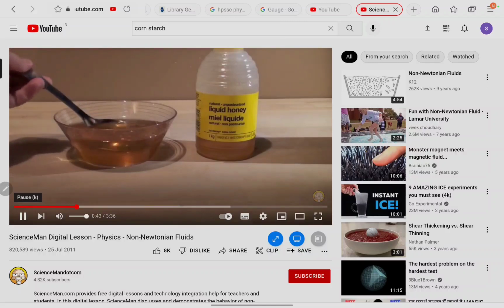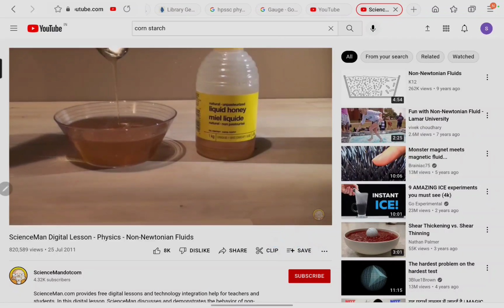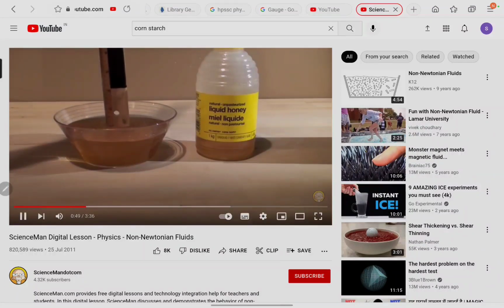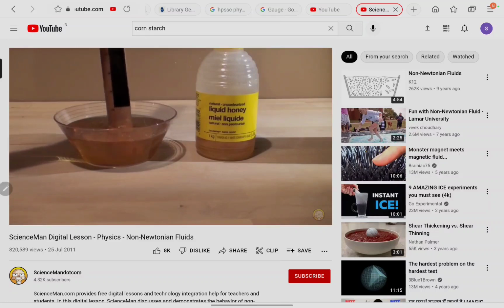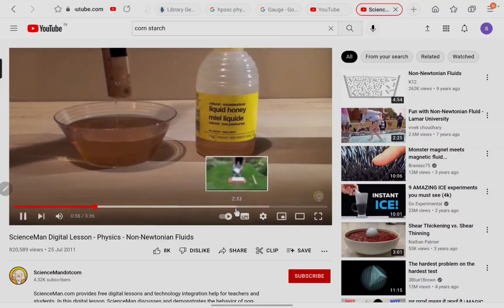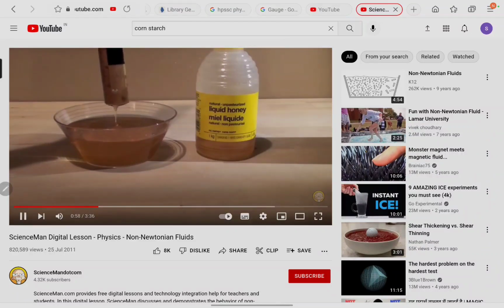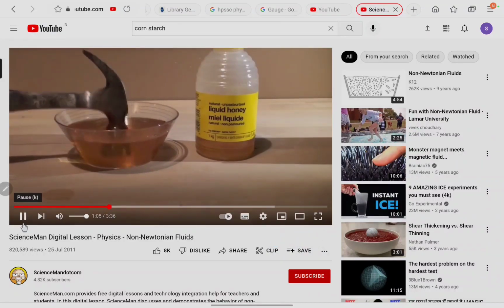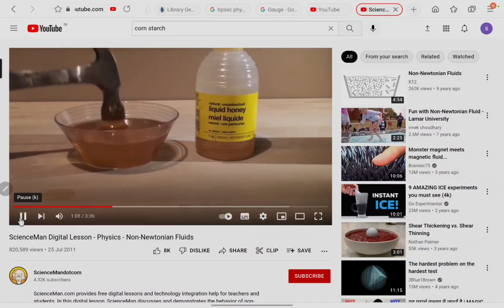So let's see this. Properties of Newtonian fluids experimentally. Let's start with some warm honey. As you can see here, warm honey flows easily, and it will easily flow around objects, such as this ruler. Placing a force on the honey has no effect on its viscosity. Even if we place a large force on it with a hammer, the honey predictably flows around the hammer.